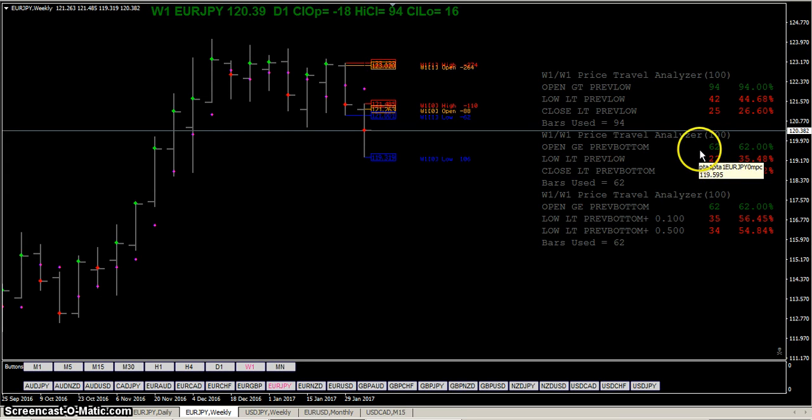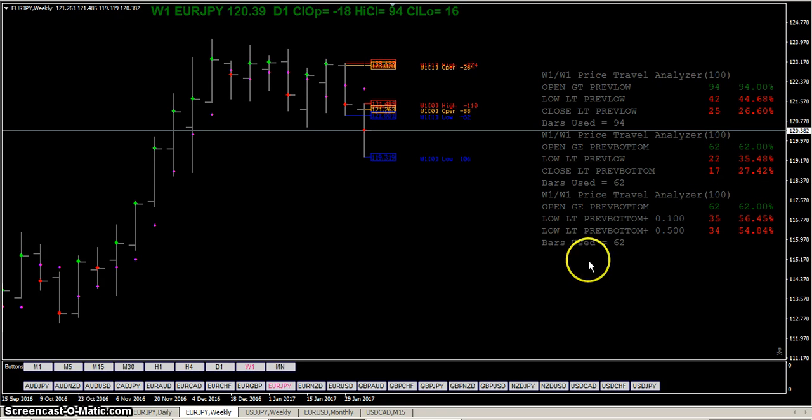So once again, you're saying open was greater than the bottom, so then the price dropped down. So it went below it 22 times, and 17 of those times it closed below it. So you see here, there's a high probability of a profit.